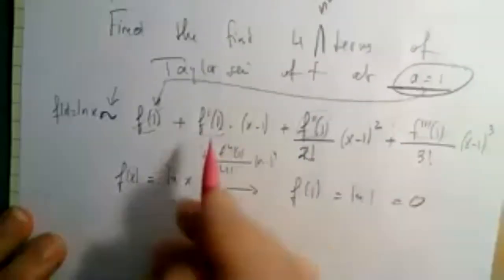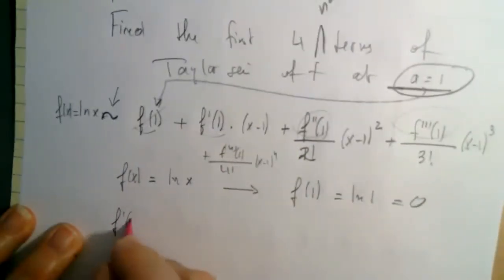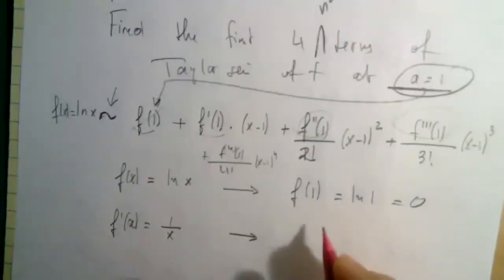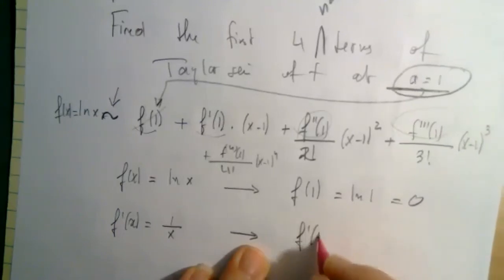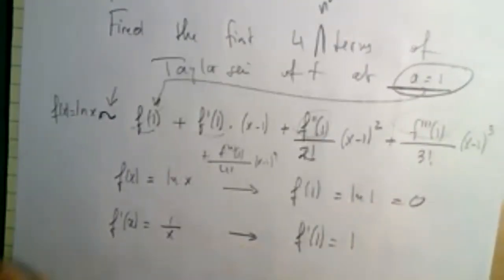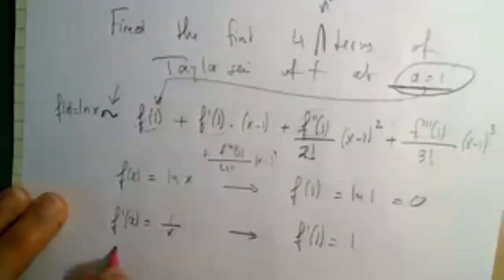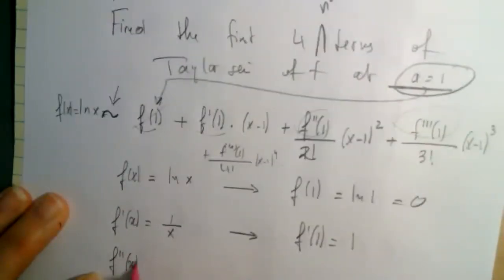Very good. Now I need f prime. So now the tedious work of computing derivatives. So that's the derivative. It means the derivative at 1 is 1. I found the derivative at 1. Now the second derivative. So I need to compute the second derivative.